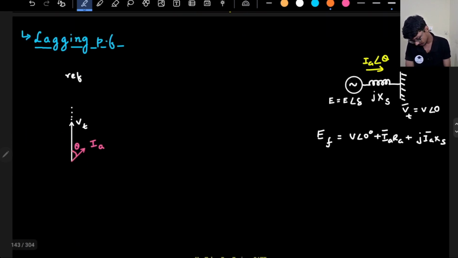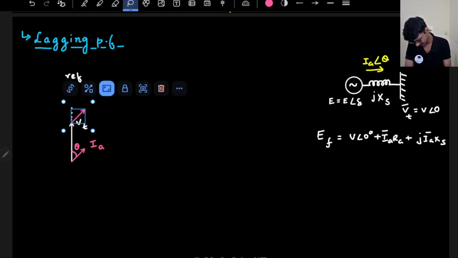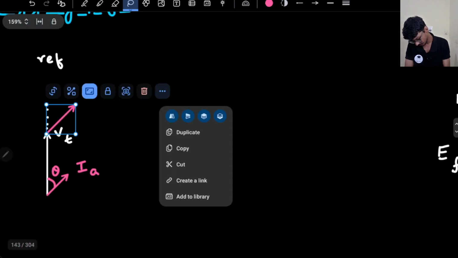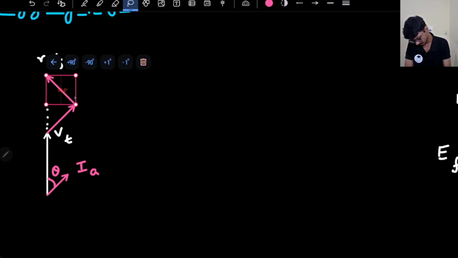For non-unity power factor, you can draw the graph. I have to again draw the graph, which is unfortunate. So here, this will be IRa, and 90 degrees phase apart will be my IaJXs.